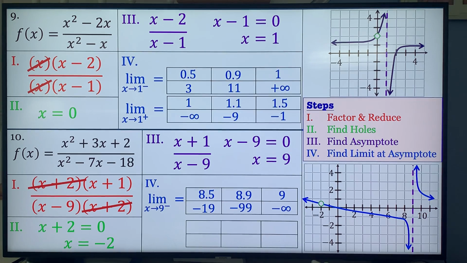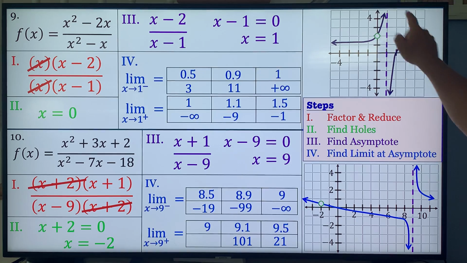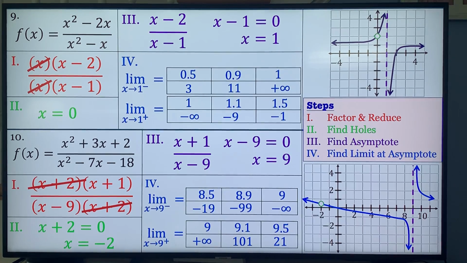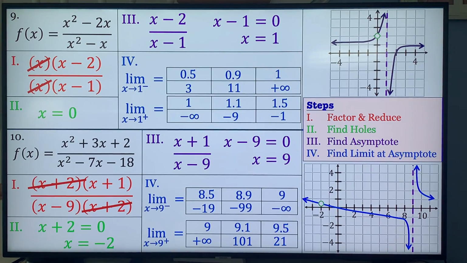You're doing pretty good. 9 from the positive, so 9 goes here. Two numbers leading up to 9. Take these two numbers, plug them into that equation. I got 21 and 101. Positive infinity. There you go. Look at that. You guys can almost make these graphs. Doesn't it look awesome? Happy yet? Alright.